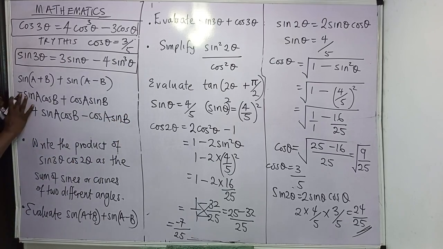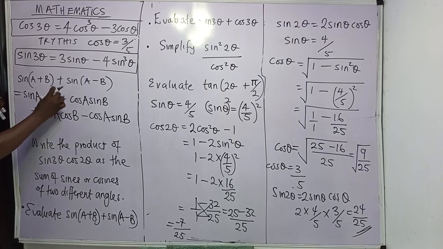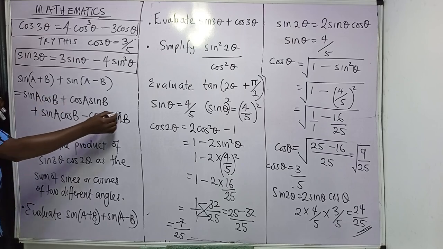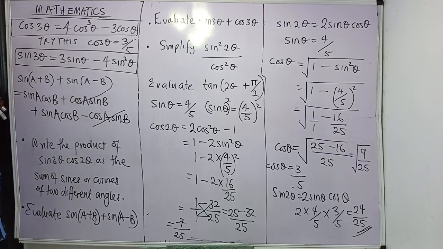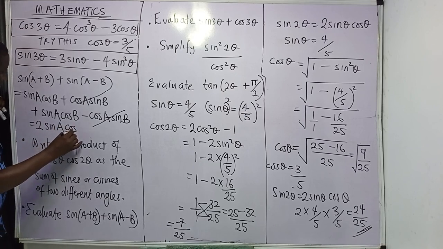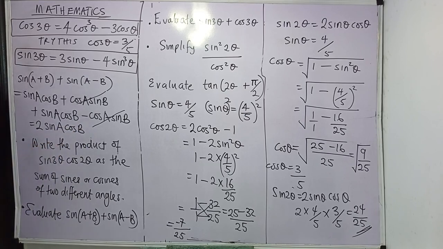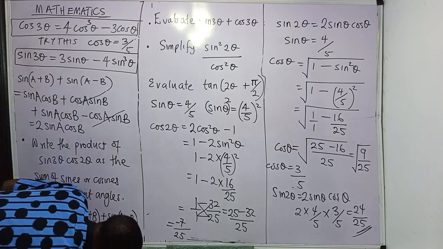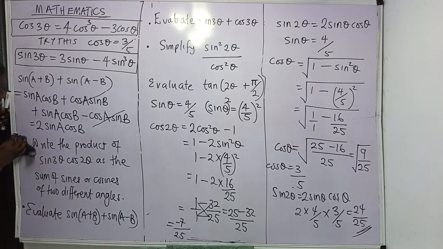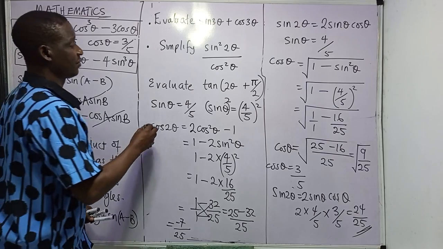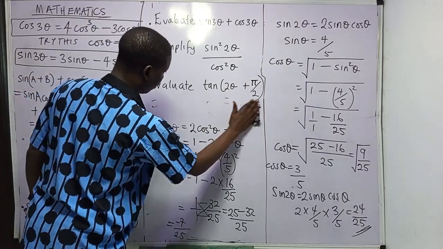Now, if you add these two, don't forget that this one is the same thing as this one, so it will cancel out. So what are we left with? Adding these two together gives us 2 sin A cos B. So that means, look at the board. Let me clean this part. This part has been dealt with.